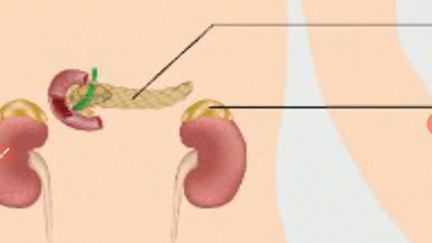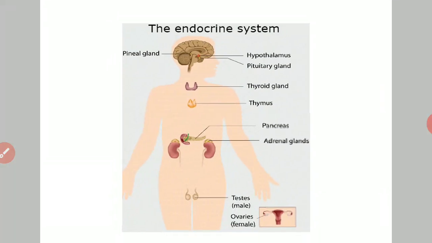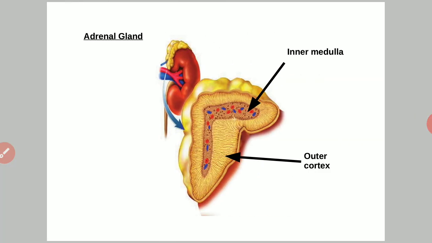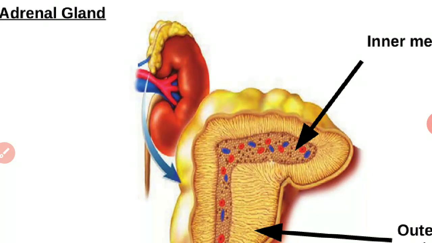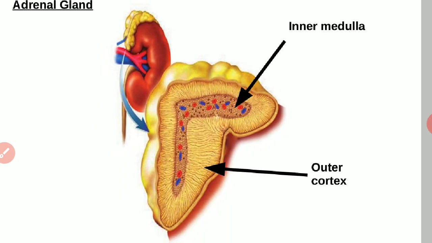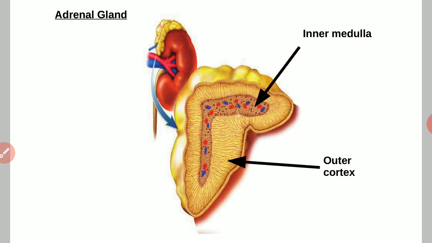You can see this location, above the kidney. Okay, this is the location of the adrenal gland. This is a highlighted figure of the adrenal gland. The adrenal gland will be above the kidney, both kidneys. We have two kidneys, and on both kidneys there is a gland. When we see the section of the adrenal gland, there are two parts, medulla and cortex, inner medulla and outer cortex.